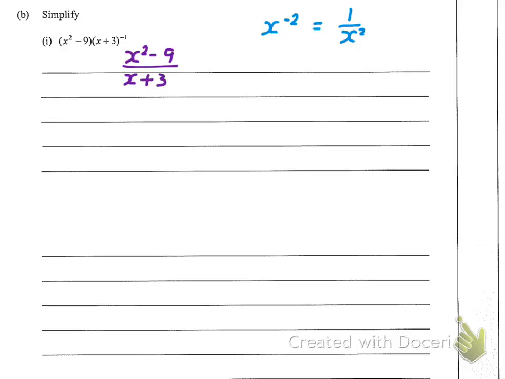Now we need to factorize before we simplify. We can only cancel factors. Again, you've got the difference of two squares, as in the first or second question, and then you can cancel out your x plus 3. That gives you x minus 3 for your answer.